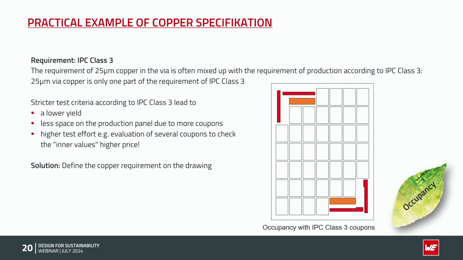But if you just want to have a reliable board without all these tests and you want to have 25 micron copper in the via, a good solution can be to just define a copper requirement on the drawing without mentioning the IPC class 3, so that we do not get mixed up with this specification. If we have to add these test coupons, we have to remove, as shown here, some PCBs, so the occupancy on the board is reduced. We have to add more resources, more boards to the production to fulfill your order, which is more resources, less sustainable.